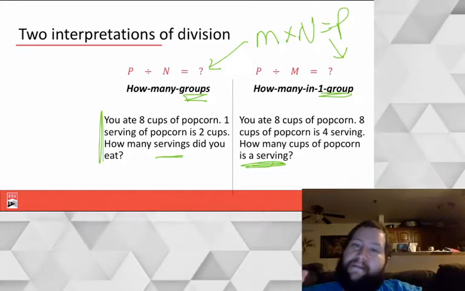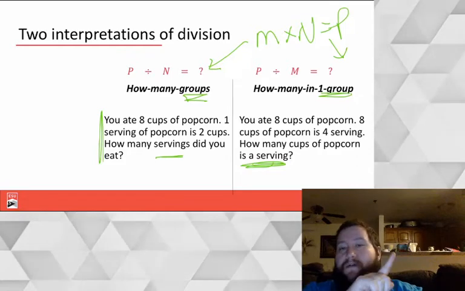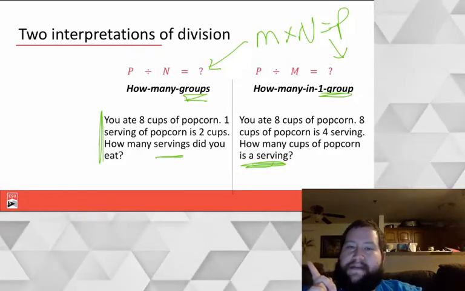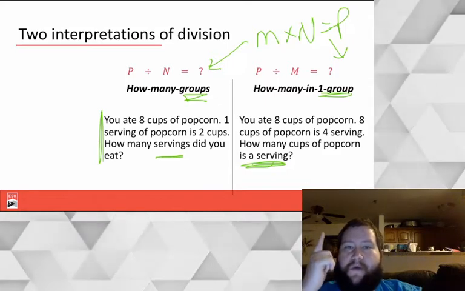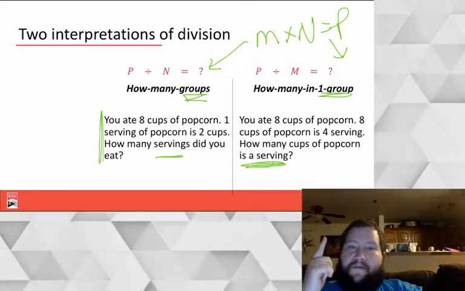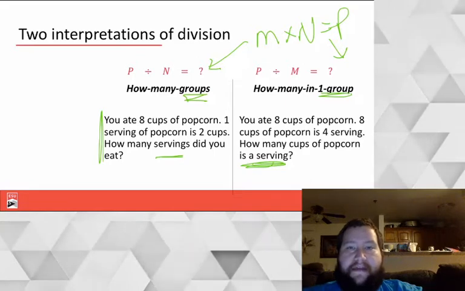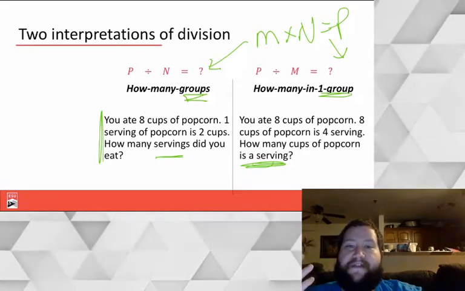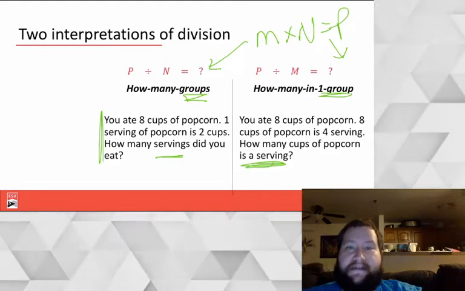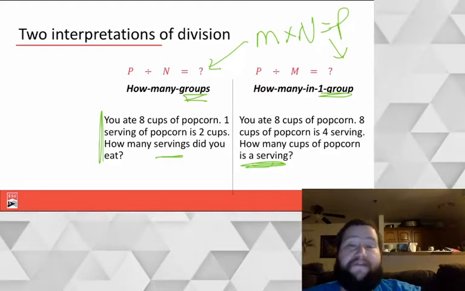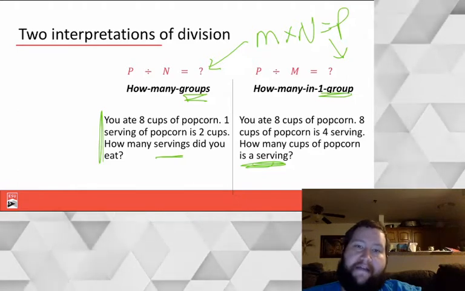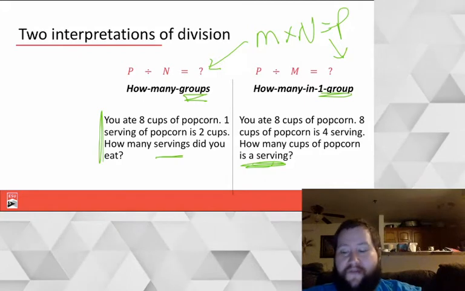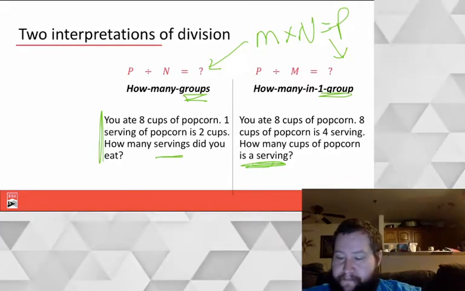And in terms of developmentally, which one's easier? How many groups? That one is the easier, because how many in one group is kind of what we call pre-algebraic thinking, because you have a placeholder. There's 4 servings, but we don't know the size. So 4 times what equals 8. And you'll see in a couple slides that this 4 times what, rewriting it as a multiplication problem, is actually one of our strategies for handling division.